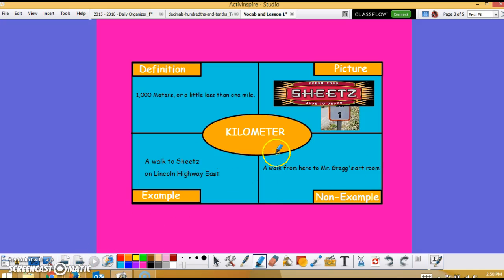The second word we need to know is kilometer. The definition for kilometer is 1,000 meters, or just a little bit less than a mile. The reason I have the picture of the Sheetz billboard here is because a little bit less than a mile, or 1 kilometer, also known as 1,000 meters, is approximately the distance of a walk from Smoketown to the Sheetz. So you're going to hear me say this over and over: there's a kilometer to Sheetz. I'm talking specifically if I walk to the Sheetz on Lincoln Highway East. A non-example would be a walk from here to Mr. Greg's art room. Those are your vocabulary words.